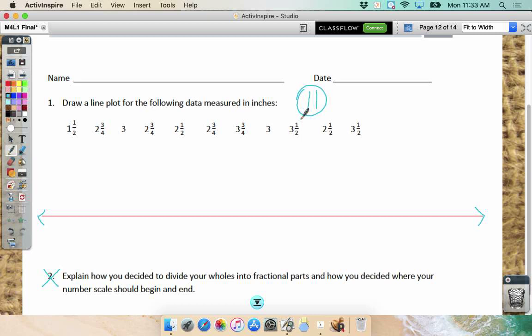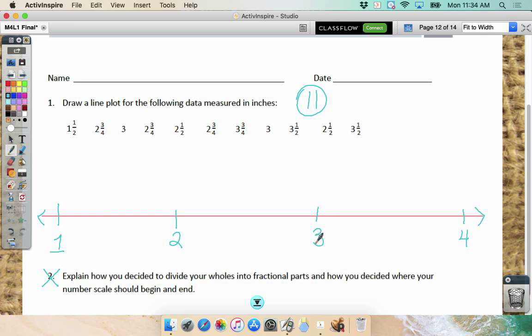And so, what is the smallest number you see on this line plot? 1 1/2. So the smallest whole number is 1. And what is the largest number you see? 4? No, 3. 3 and 3/4? I know what you mean. I need a 4 this minute. And then I'm going to have to put a 2 and a 3 on there. And I'm going to show fourths.